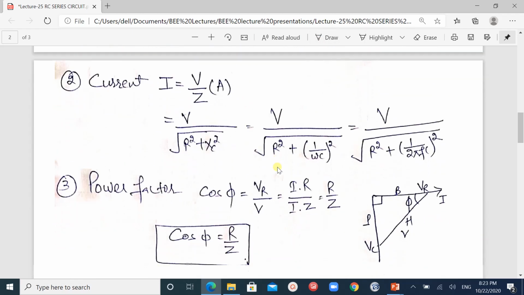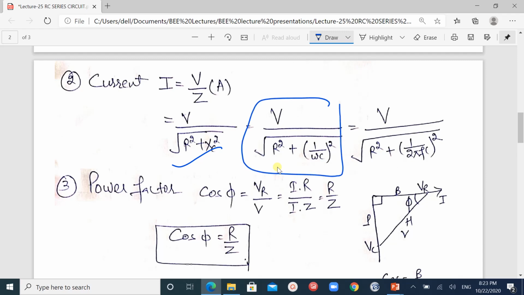Then current I is equal to V upon Z, and its unit is ampere. We put the value of Z, which, as shown here, is under root R square plus XC square. So we put the value of XC, and we put the value of omega, and we get this 1 upon 2 pi FC whole square. So this is how we find out the current.